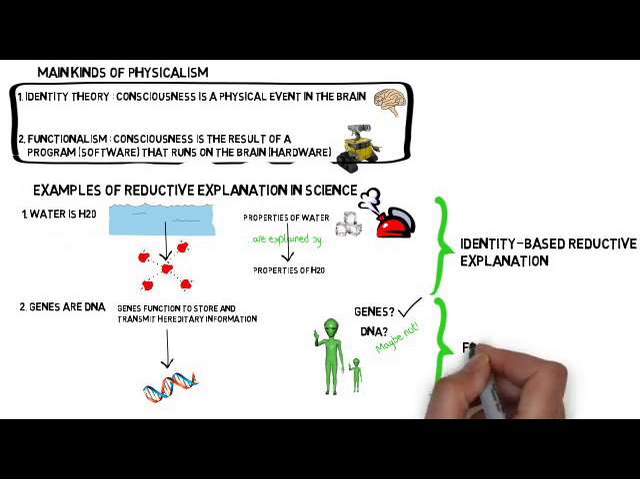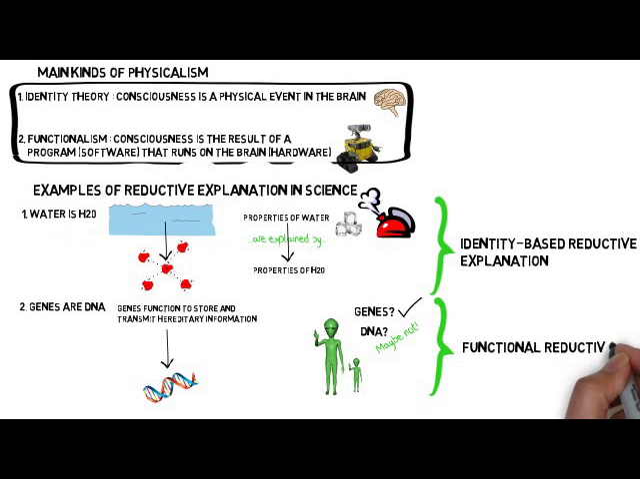The second explanation is a functional reductive explanation. It starts by specifying a certain function, the genetic function, and then goes about discovering what, in particular cases, performs that function. There's no guarantee that the function will always be performed by the same thing, DNA. It might turn out that alien life forms have entirely different sorts of genes.